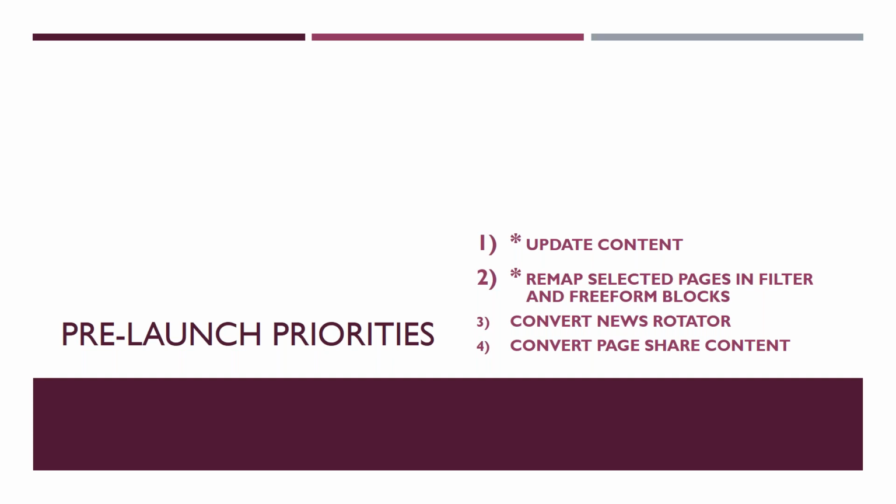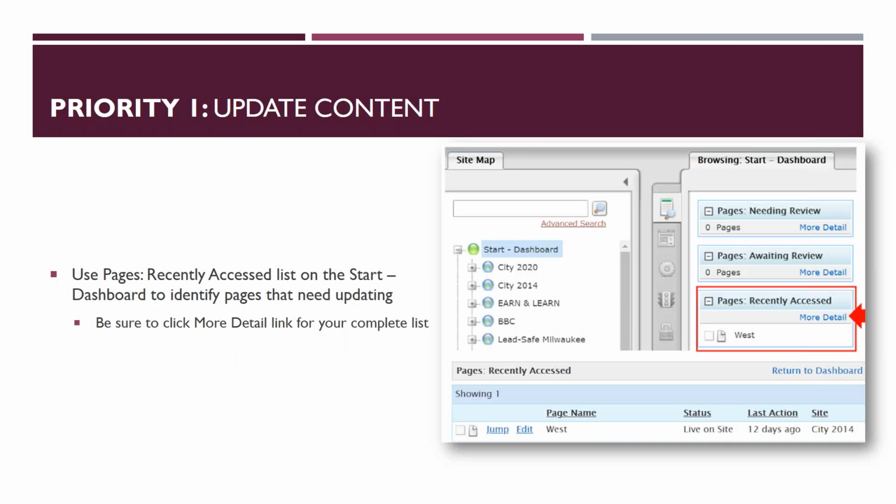Therefore, if you've added any new pages to the City 2014 site or updated any content on existing City 2014 pages, you'll need to make the exact same additions and updates to your pages on the City 2020 site. To help in this process, I recommend that you use the Recently Accessed list on your Start dashboard. Your Recently Accessed list will show your latest 5 pages that you've updated, and you can click the More Details link for a complete list of pages and more information about the pages that you've updated.